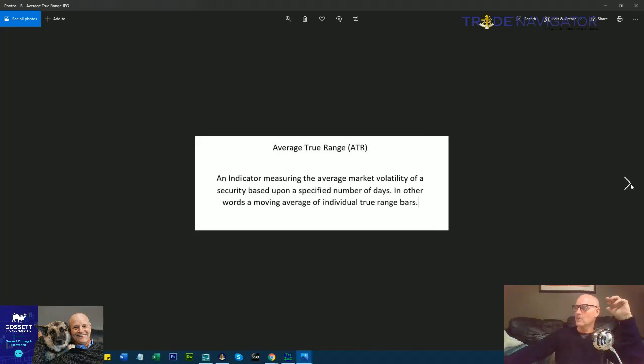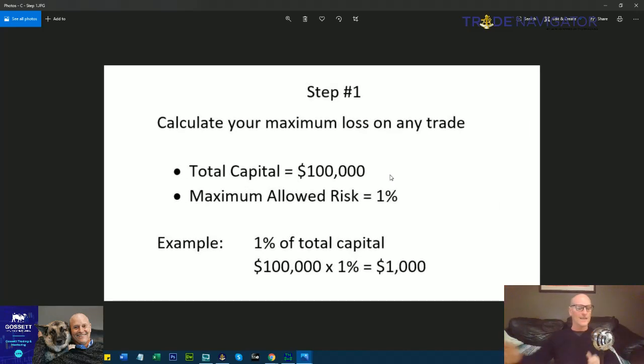Okay. So let's get to the formula. Step one, calculate your maximum loss on any one trade. So this is subjective, right? There is no right answer here, but like I said before, a good rule of thumb, maybe 1% of your capital as your maximum loss on any one trade. I prefer 0.5%, but for this example, let's go with 1%. So your total capital is $100,000, let's say. Maximum allowed risk on any one trade, 1%, right? So 1% of $100,000 is $1,000.